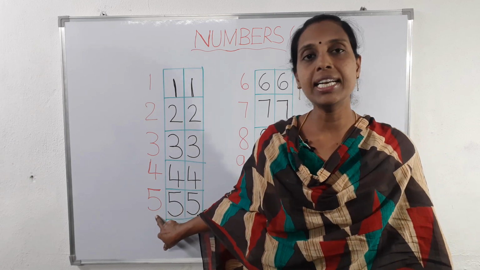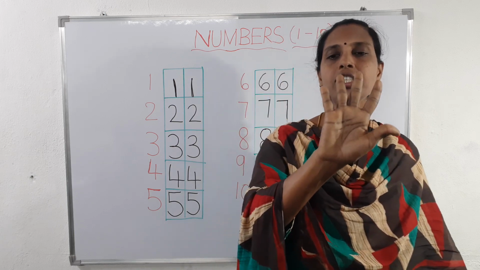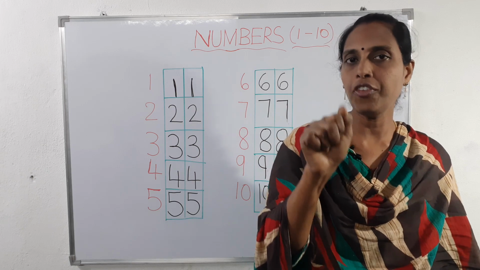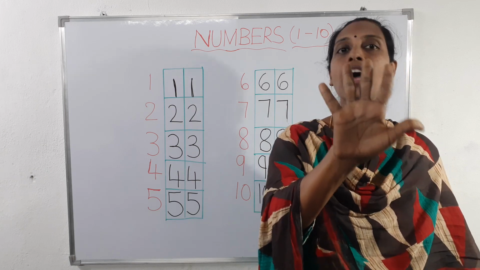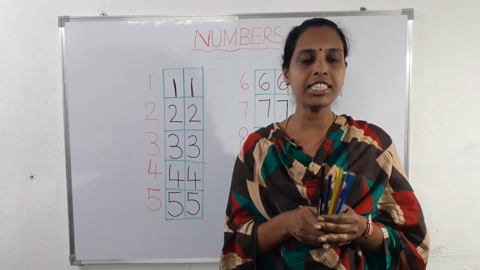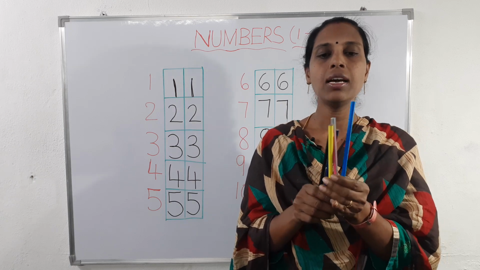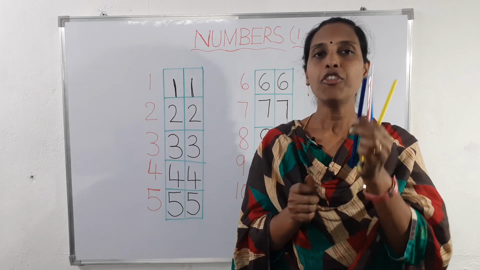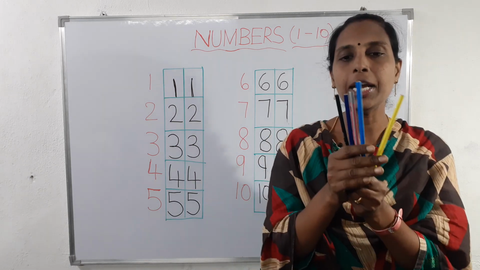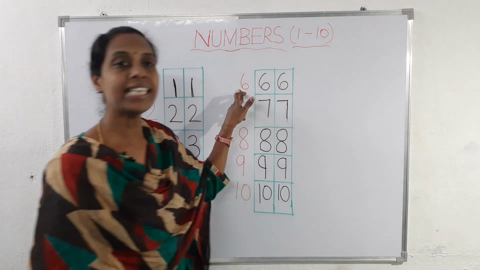What is the next number, children? 5. All of you open your fingers and count. 1, 2, 3, 4, 5. How many fingers? 5 fingers. How many pencils I have? See, children. 1, 2, 3, 4, 5. Total 5 pencils.